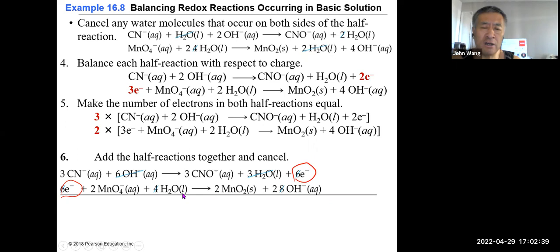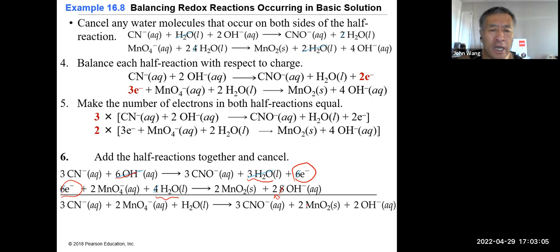That's pretty good. And then we can also see in this example there's also water to cancel out. There are three waters here, four waters here, cross out, become one. And also the hydroxide: six and eight, so eight cross out and give you two. So now you clarify everything and just write whatever is left over. Therefore we have three cyanide, CN negative, two permanganate, MnO4 negative, called permanganate, and water.